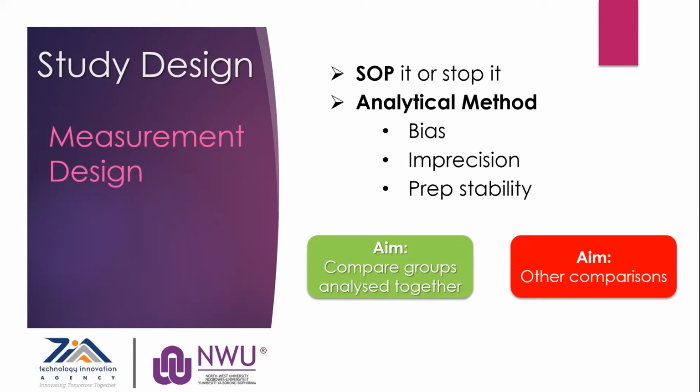Any analytical method has variability in it inherently, so you have to know what your starting point is. If that's very big, then your measurement instrument might not be appropriate for what you're trying to do. Also look at the bias of the method. If there's a big bias, then you may not be able to use reported or published reference ranges.